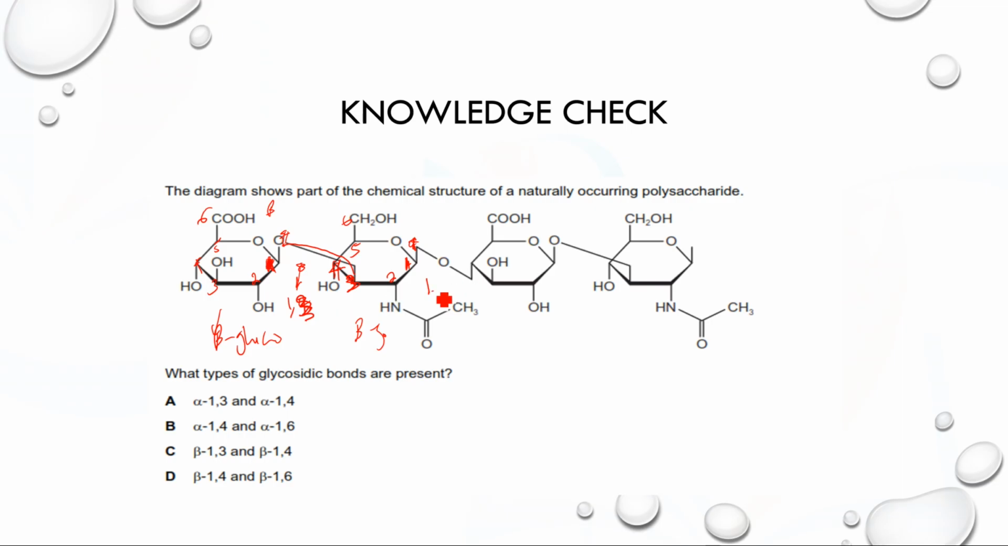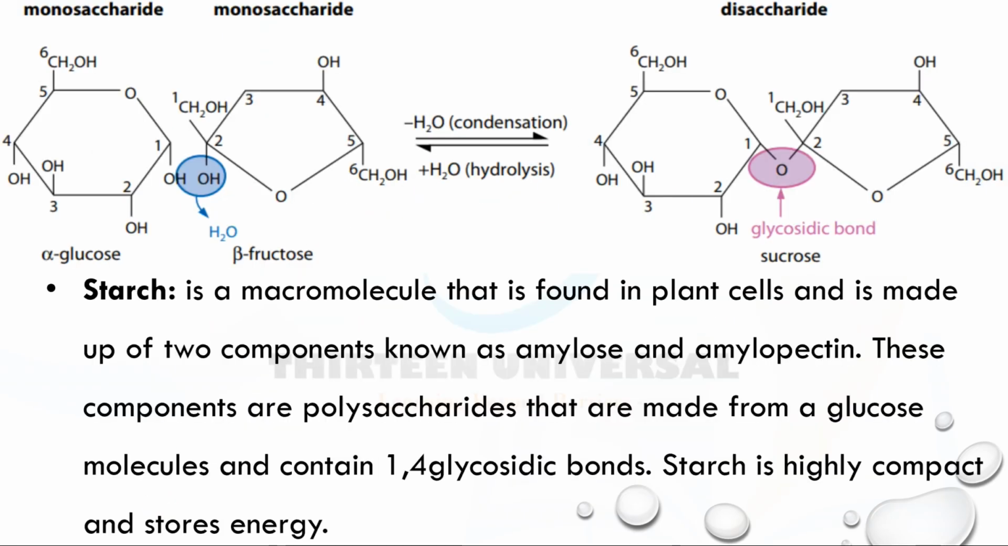This will be 1,4 because it is first and fourth. So anything alpha, cancel. It's going to be beta 1,3 and 1,4. So the answer is C. That's my answer.